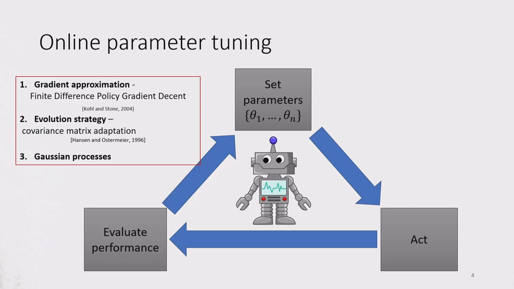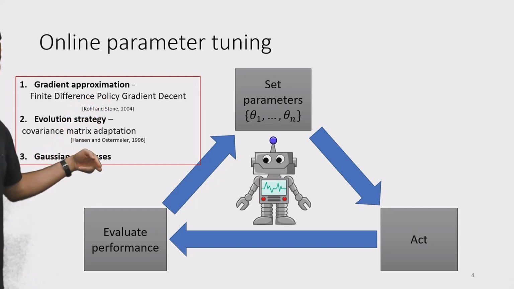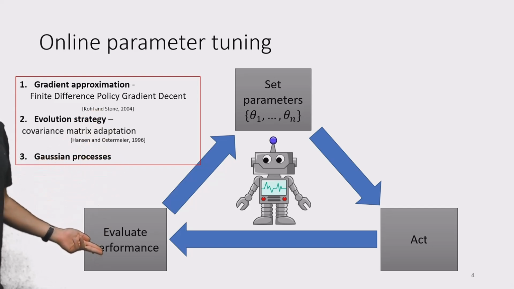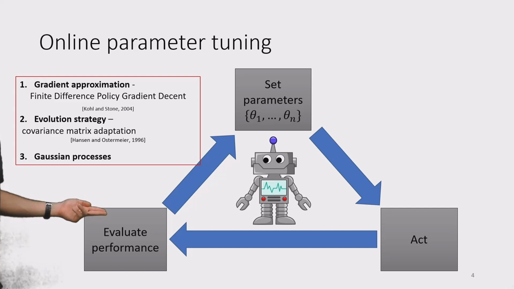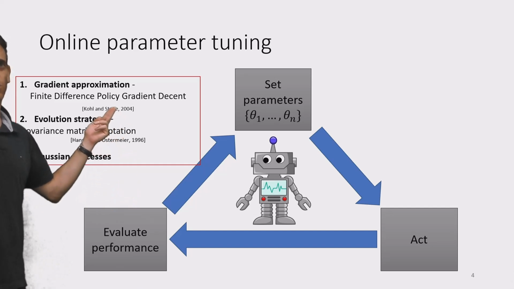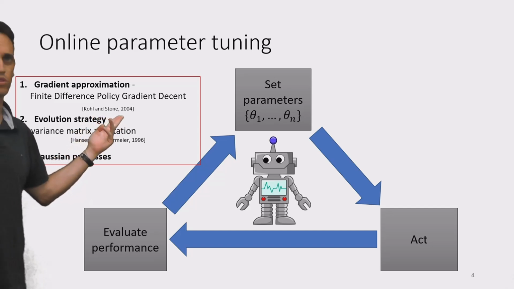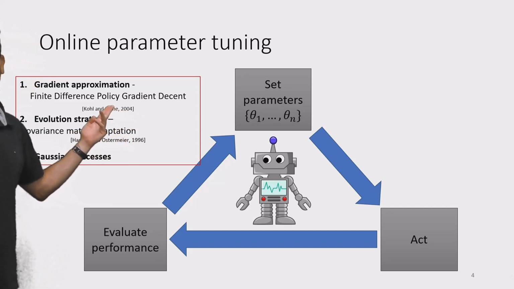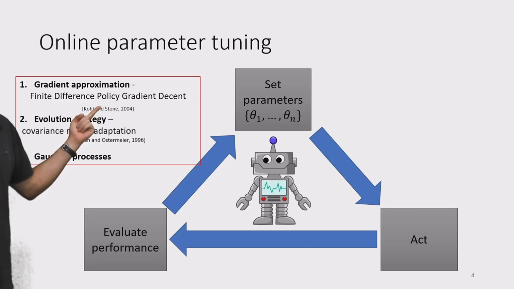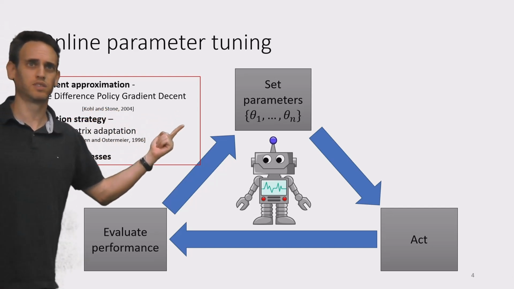Specifically, we're going to discuss three methods today. We're going to discuss gradient approximation. This gradient approximation doesn't even require us to be able to compute the gradient. We'll just approximate it by looking at the outcome. It doesn't even require that our objective function is differentiable. So we'll approximate the gradient even if it doesn't exist. We'll do this by using a finite difference approach. This is a known approach in mathematics. Specifically in our case, we will use the RL version of a finite difference approach, which is known as finite difference policy gradient descent.